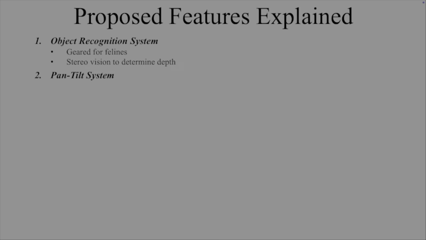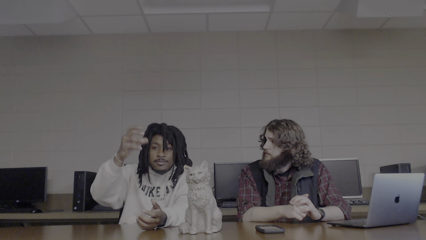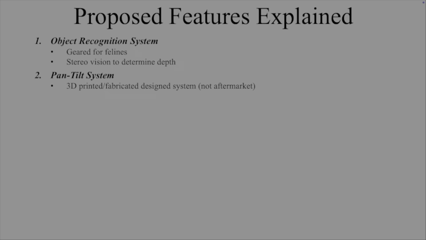The pan tilt system is supposed to be the ability to move a laser and a water shooter in X and Y. One stepper for the pan and another stepper for the tilt in order to aim the laser and water nozzle accurately. We wanted to make it 3D printed. We didn't want to use any aftermarket parts.